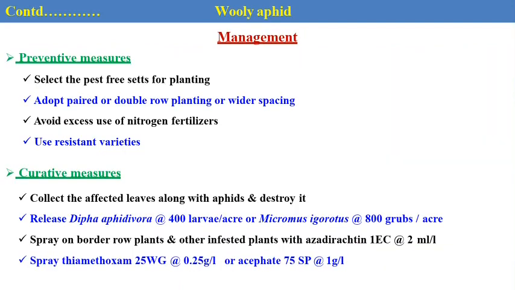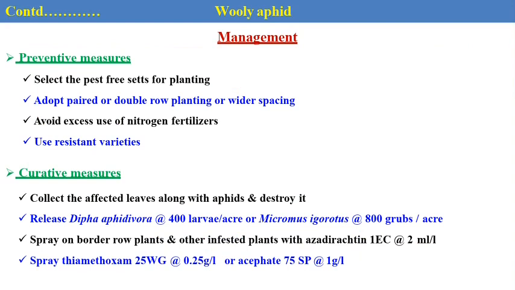Then how can we manage this pest, or how can we control the sugarcane woolly aphid in sugarcane? In case of preventive control, select pest free sites for planting. Then adopt paired or double row planting or wider spacing. Avoid excessive use of nitrogenous fertilizers, and we can use resistant varieties. In case of curative measures, collect the affected leaves along with aphids and destroy them.